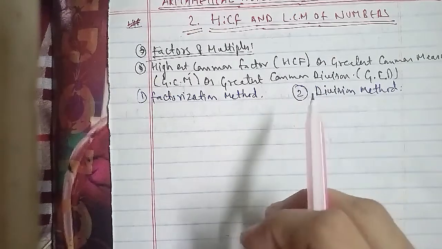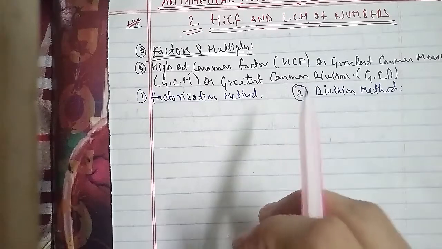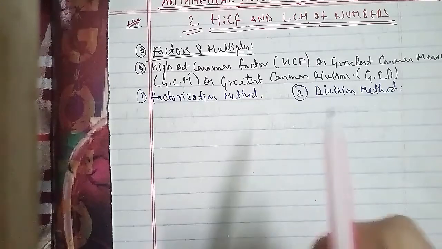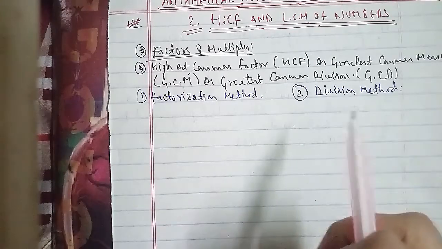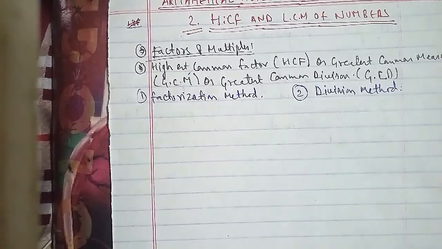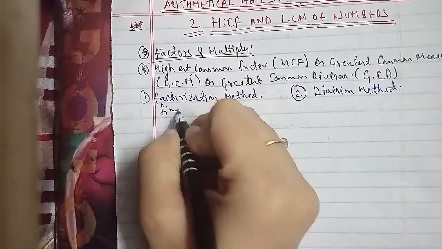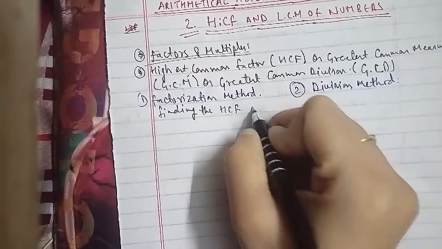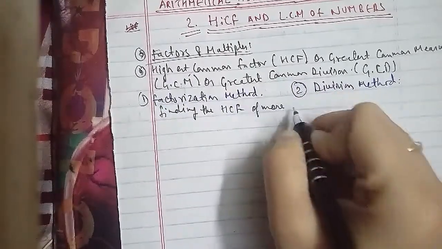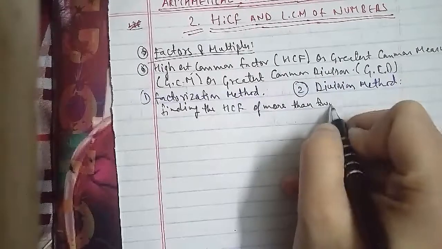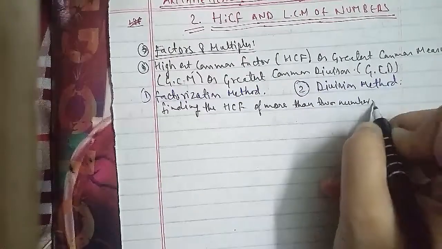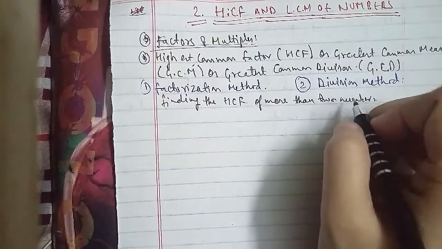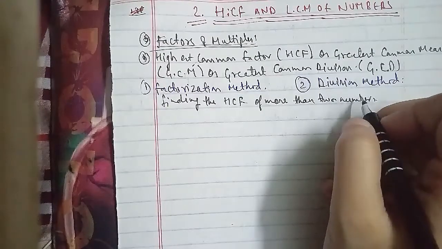Now we'll discuss finding the HCF of more than two numbers. अगर दो से ज़्यादा numbers हैं, then how you will find out the HCF here. Suppose we have to find the HCF of three numbers, then find the HCF of any two numbers, and then the HCF of that result and the third number gives the HCF of the three given numbers. Similarly, the HCF of more than three numbers may be obtained.